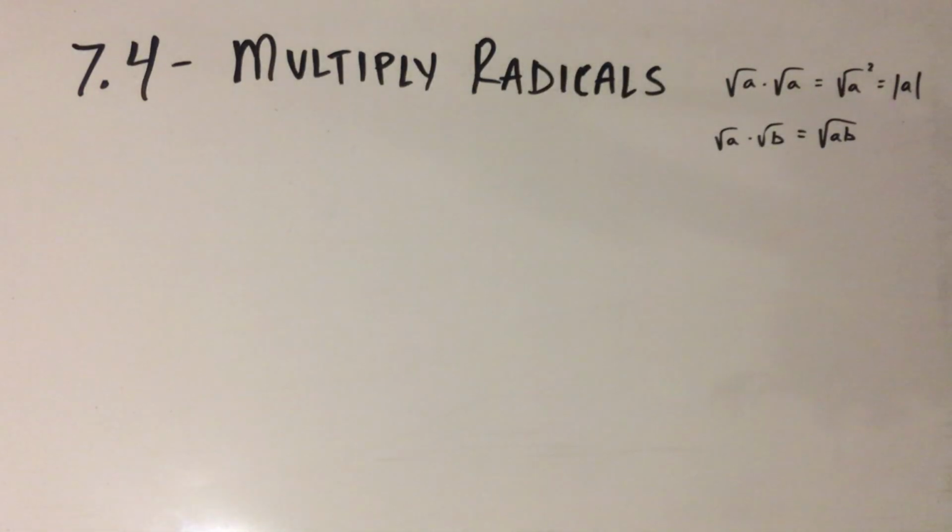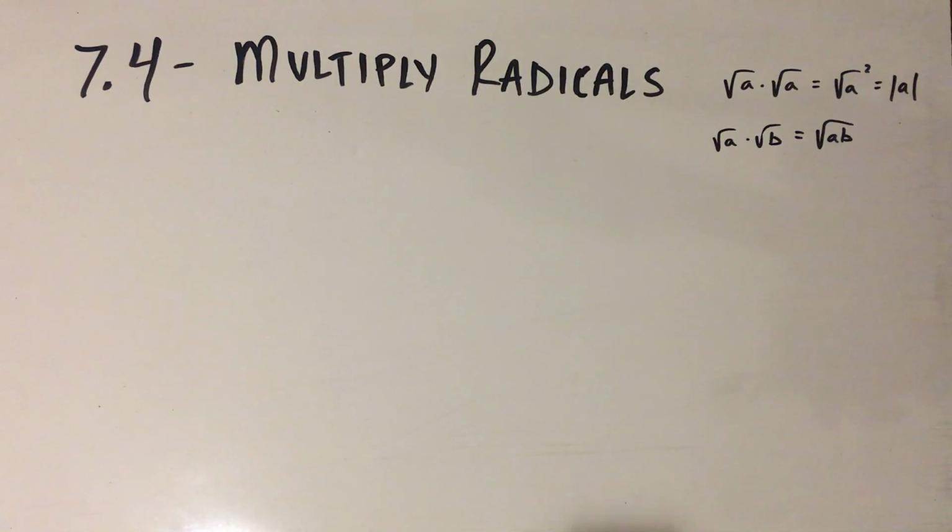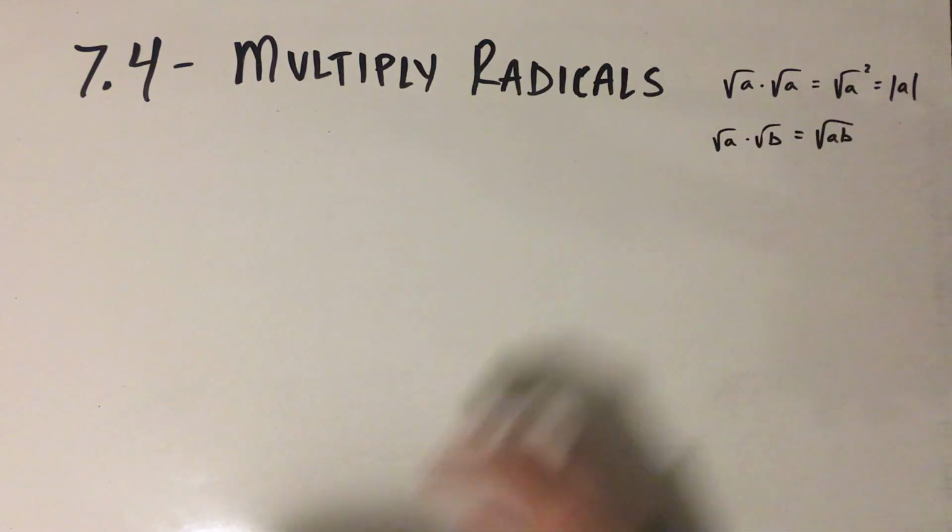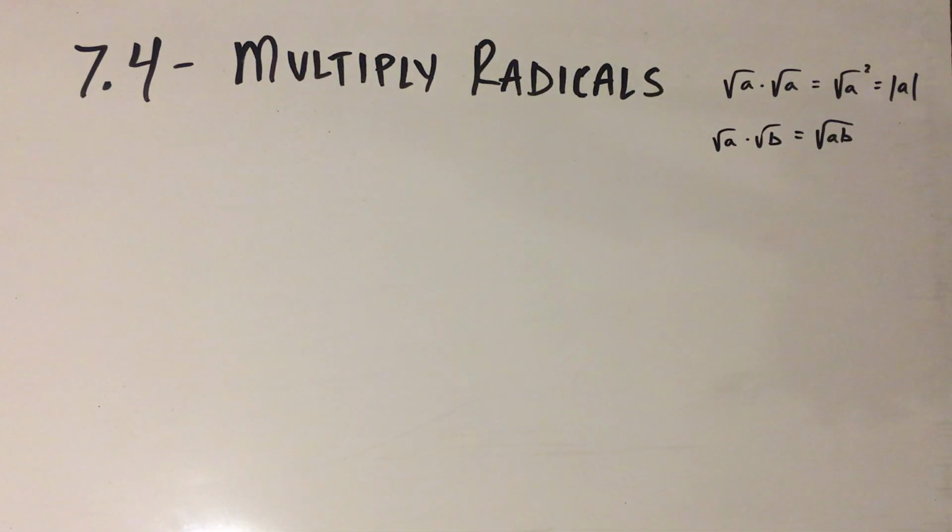Okay, now we're going to work on section 7.4 with the concept of multiplying radicals. There's a few rules we're going to use over here on this right hand side. I'm going to write some more rules.